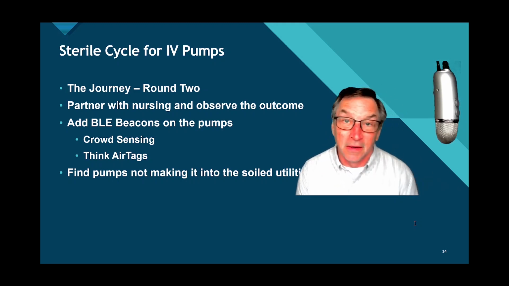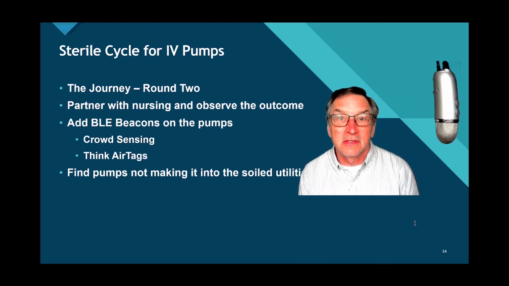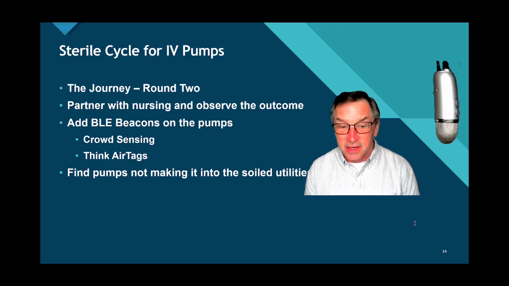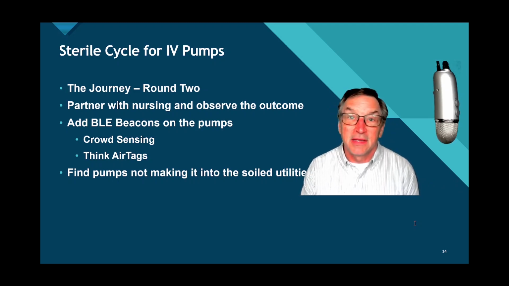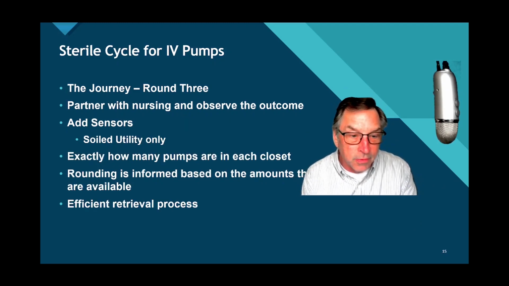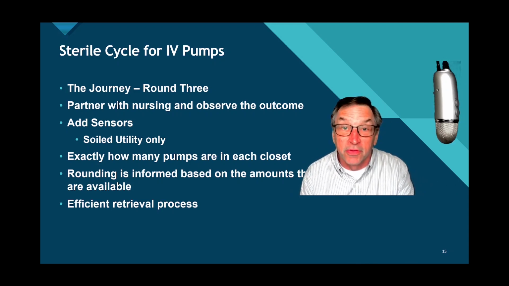We can't be done here because we don't want our Central Sterile techs walking around with this dragnet approach to this. We want them to be doing their job. So we want to address both things. We want to tighten up the in process and we want to find the anomalies. Okay, so on to round 3. Again, we're partnering with nursing. We're going to observe the outcome from the previous step.